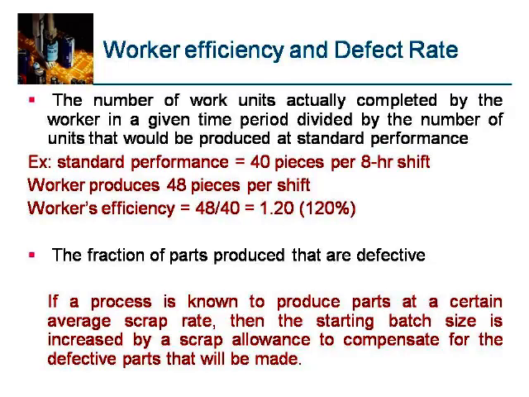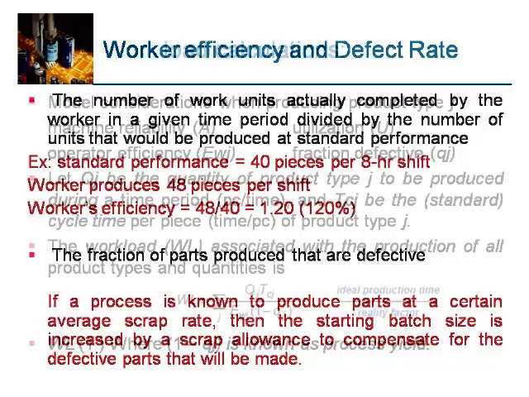Worker efficiency and defective rate, the number of work units actually completed by the worker in a given time period divided by the number of units that would be produced at standard performance, we can calculate. For example, standard performance is 40 pieces in 8-hour shift. Worker is producing 48 pieces per shift. Worker efficiency is 48 by 40 is 120%. The fraction of the parts produced that are defective. If the process is known to produce parts at a certain average scrap rate, then the starting batch size is increasing by scrap allowance to compensate for the defective parts.